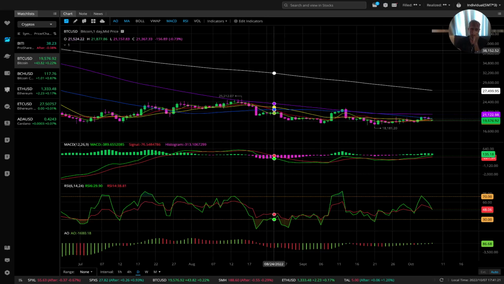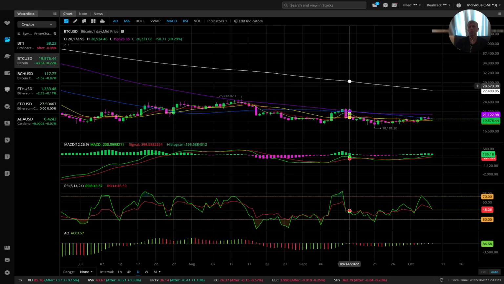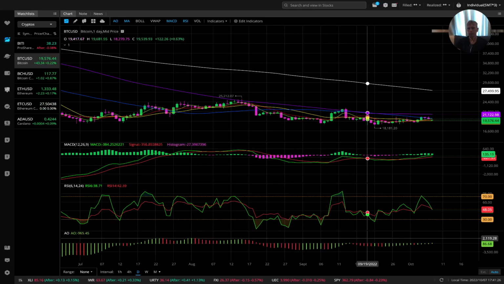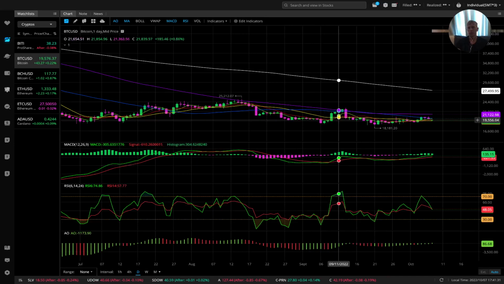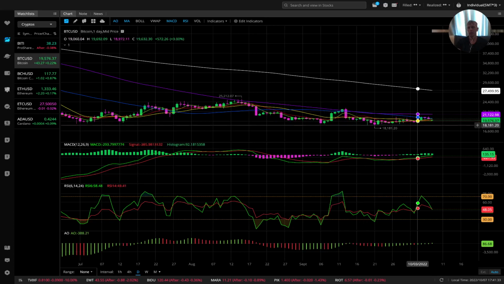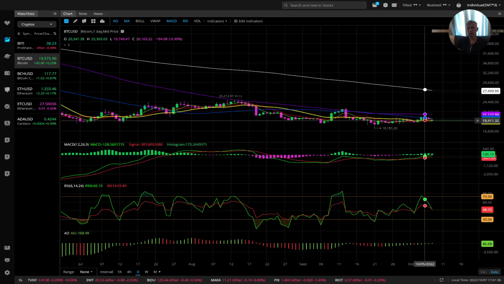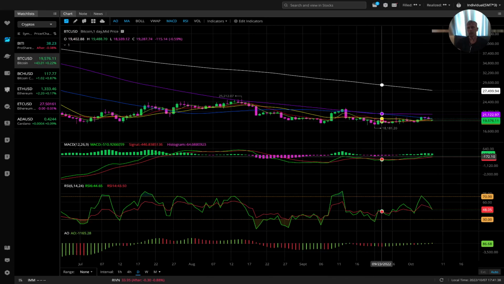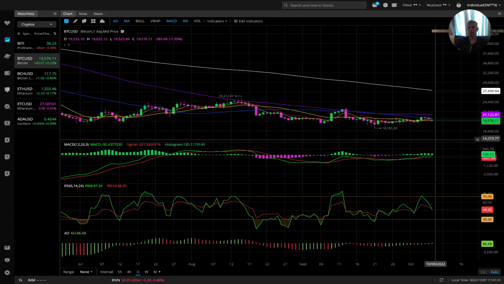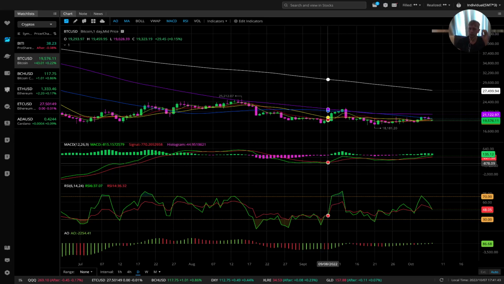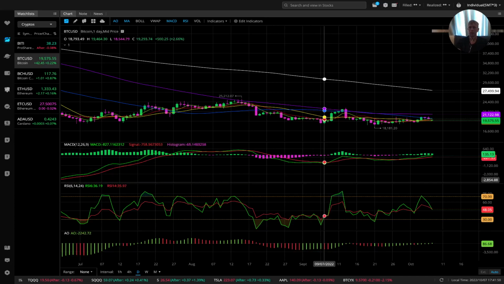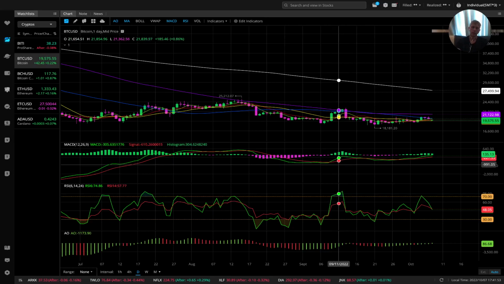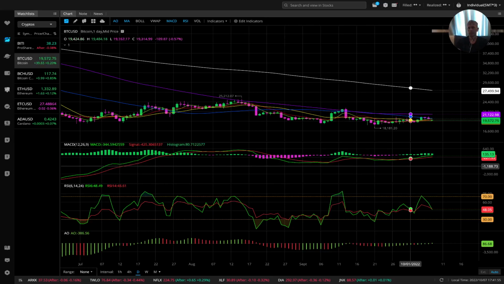Okay, on daily, Bitcoin has bullish divergence, it wants to move up. The bar is above MA20. It's in a bullish trend. It has bullish divergence on all indicators: RSI, MACD, awesome oscillator. All indicators confirm bullish divergence.